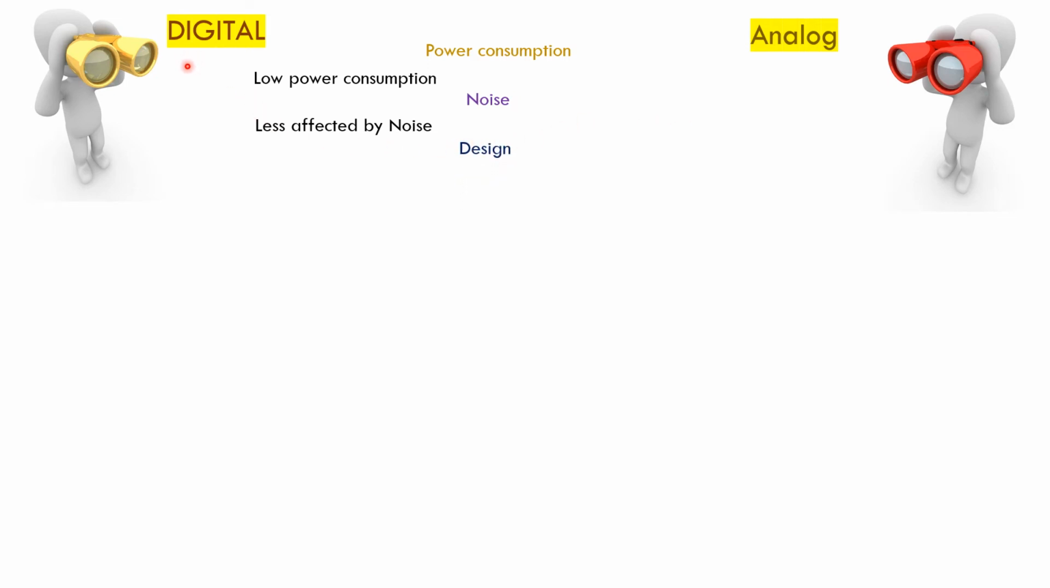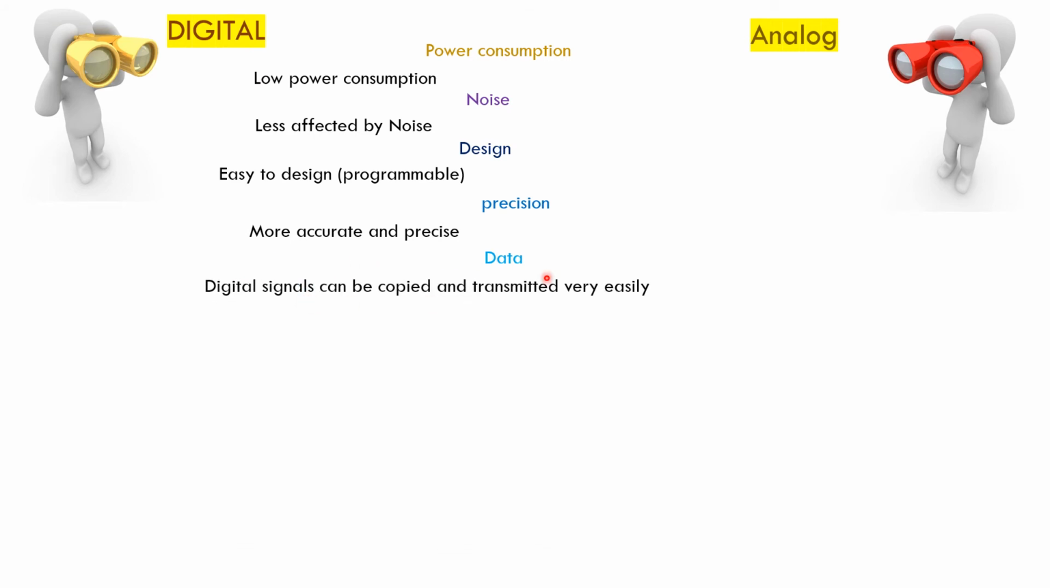The design of the digital electronic system is actually very easy and it can be programmable when compared to analog. In the digital electronic system, the data is represented in zeros and ones, so it is more accurate and precise. As we mentioned, the data is represented in ones and zeros, so it can be copied and transmitted very easily.